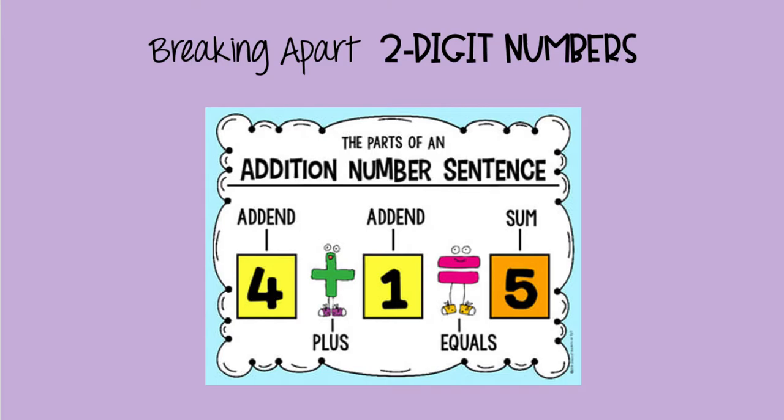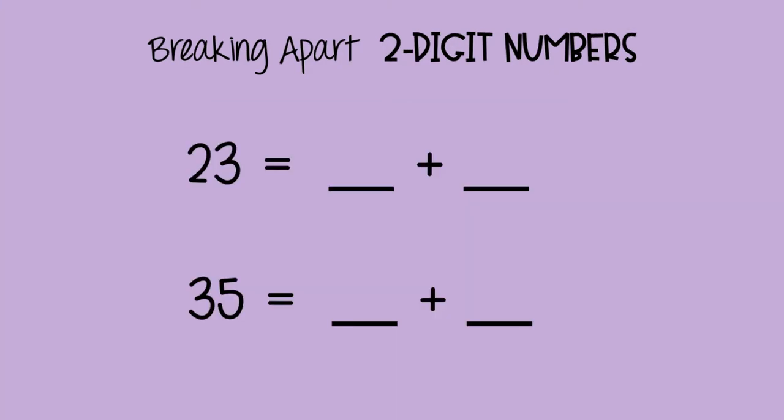Remember that in an addition number sentence, we always have two addends and a sum. We have an addend plus an addend equals a sum. The addends are the two numbers that are being added together. A sum is an addition answer. So those are the parts that make up an addition sentence. Addend, addend, sum.